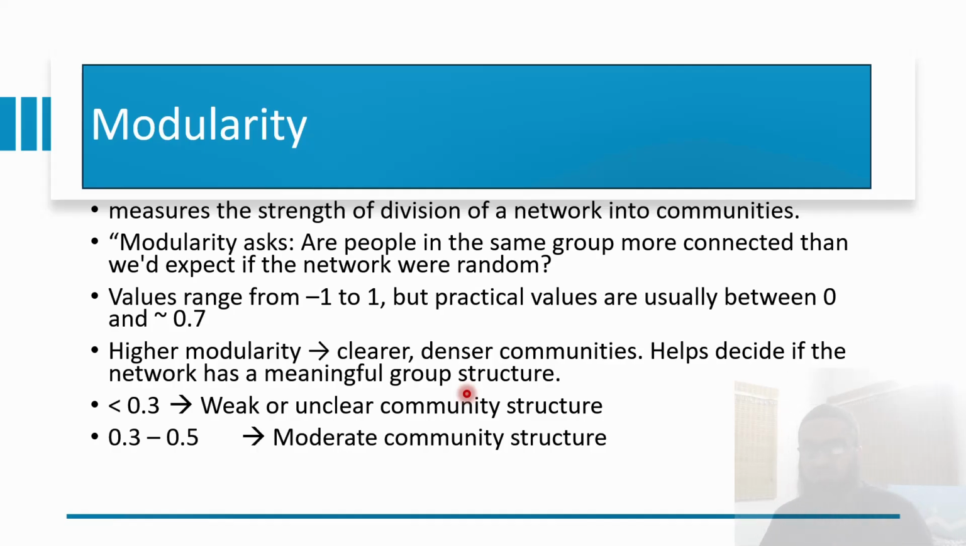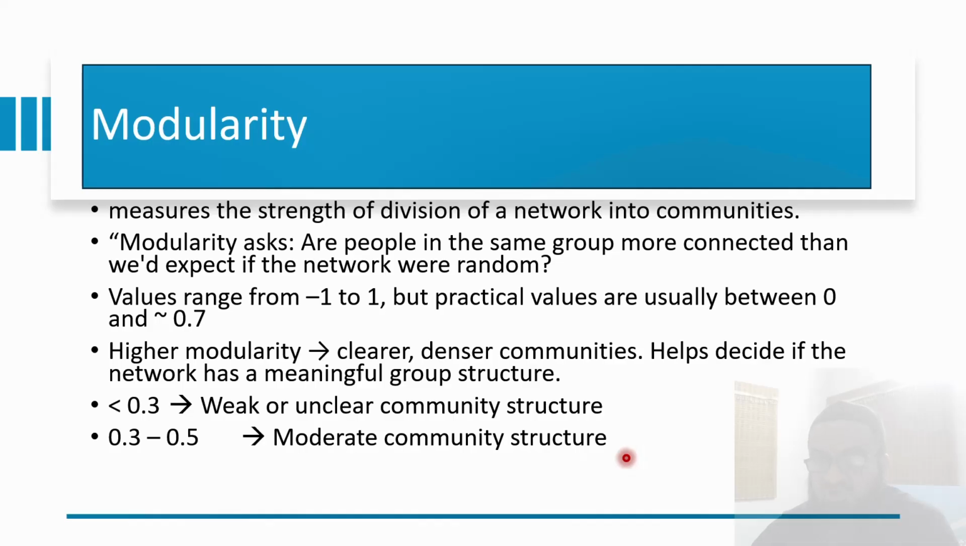Higher modularity means clearer, denser communities. Communities means the links within the community are denser, and the links outside the community are weaker. So if it is less than 0.3, it is a weak or unclear community structure; between 0.3 and 0.5, a moderate community structure. So keep in mind that whenever modularity is calculated, first of all, you need to define what my groups are. You cannot calculate the modularity of a network without defining the group.